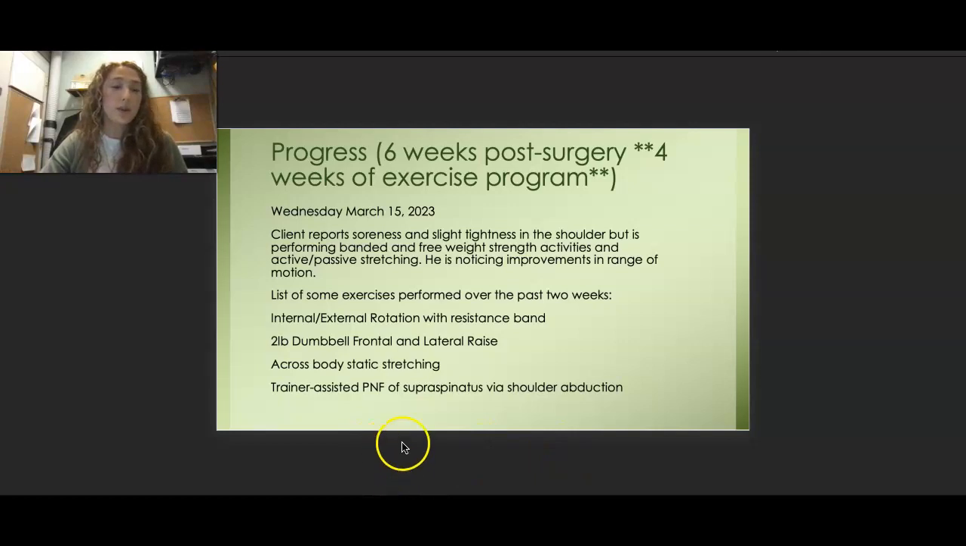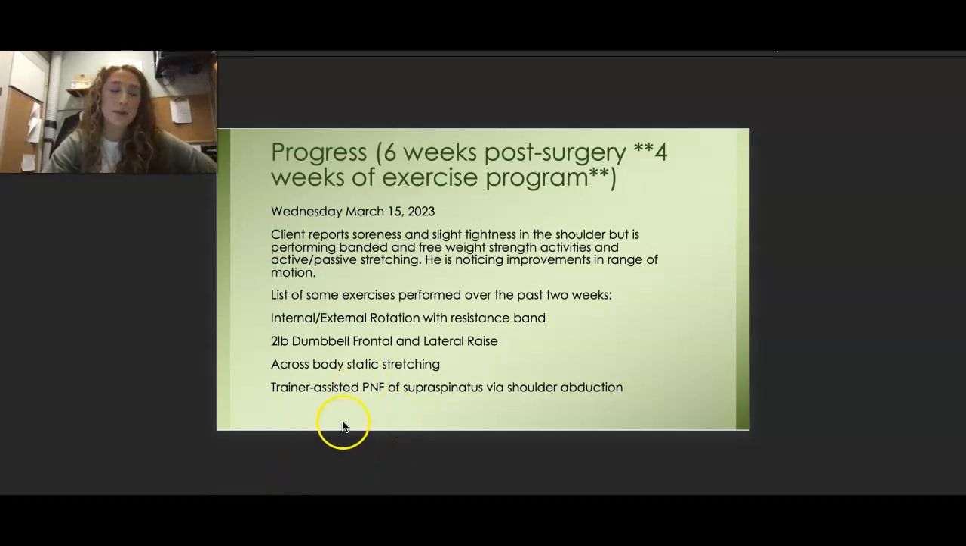He also was performing 2-pound dumbbell frontal and lateral raises, which in the beginning he would be able to lift his arms with his body weight, but he was never able to add weight to it. So I was able to see him use 2-pound dumbbells and lift to the front and then lift to the side. I also saw him do some across body static stretching. So every time he came in, he would come a little bit farther across his body and he would look at me and say, "Did you see that? Did you see how far I come?" Which I thought was really nice to see.